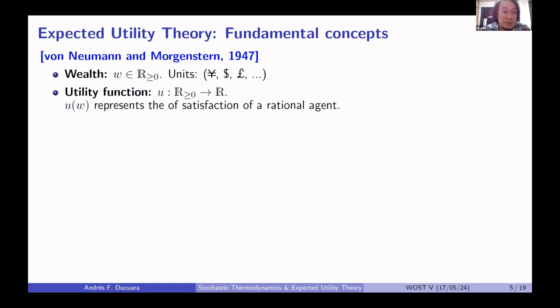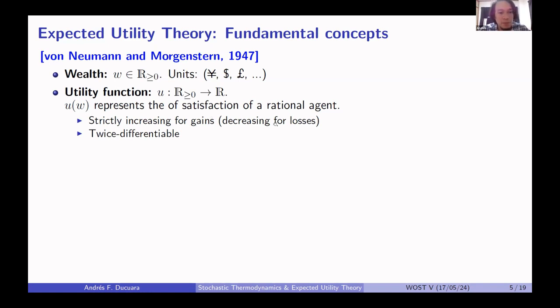Then the main object in this framework is the utility function, which is a real valued function, and which is basically going to tell us the satisfaction that a rational agent experiences when acquiring or earning an amount of wealth W. Economists ask for this function to be strictly increasing when considering gains, which makes sense because the more wealth you acquire, in principle, the happier we can imagine the agent to be, and decreasing for losses. They also ask for it to be twice differentiable for mathematical convenience, but also because smooth changes in wealth should be reflected by smooth changes in happiness.